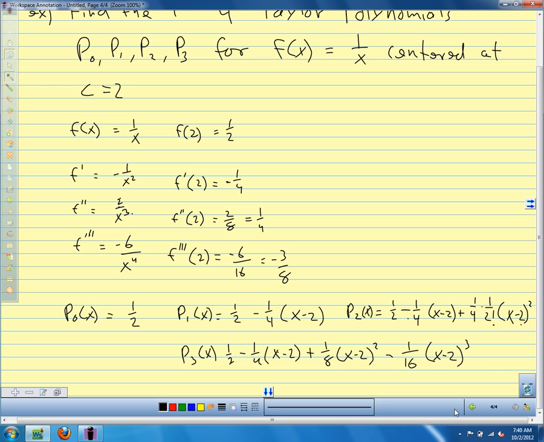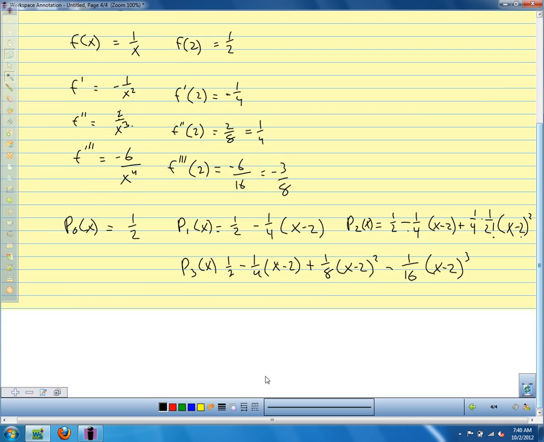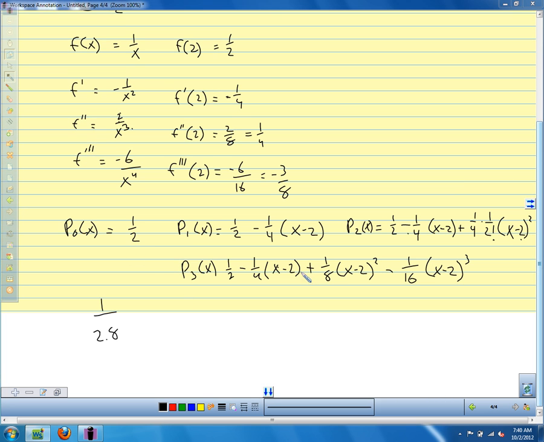If we wanted to approximate, for example, 1 over 2.8, since 2.8 is relatively close to 2, we could use this Taylor polynomial and get an approximation of 1 over 2.8. What's another way we could approximate 1 over 2.8?